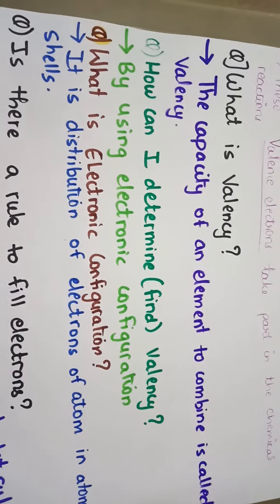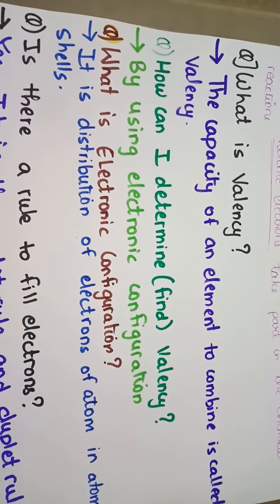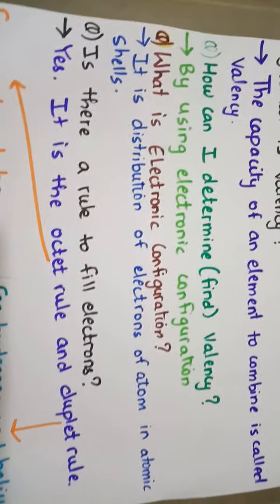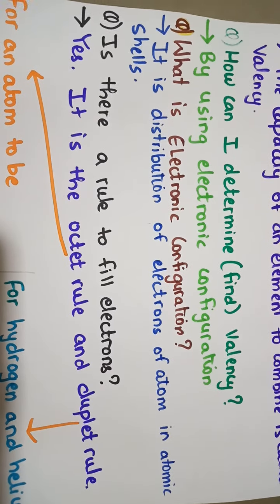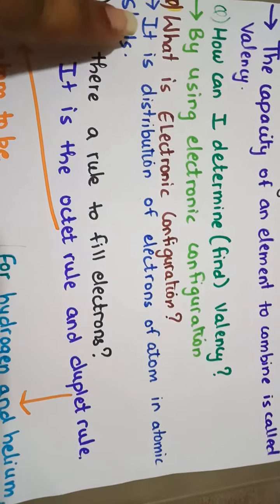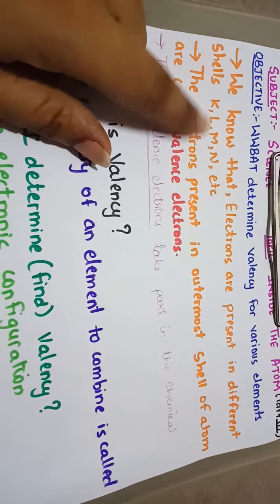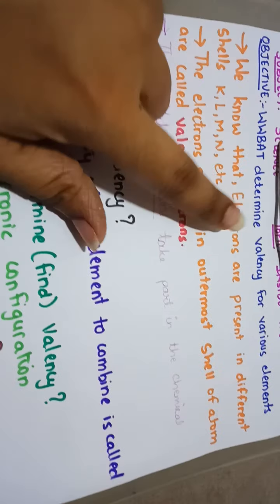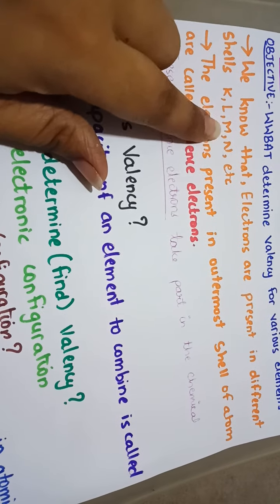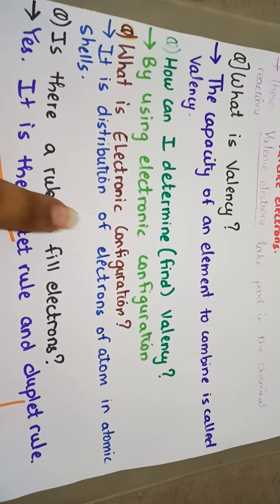Alright. How can I determine or find out the valency? By using the electronic configuration. What is electronic configuration? It is the distribution of the electrons in the atom in the atomic shells. We all know that there are different shells. The electrons which are distributed in these shells is called the electronic configuration.